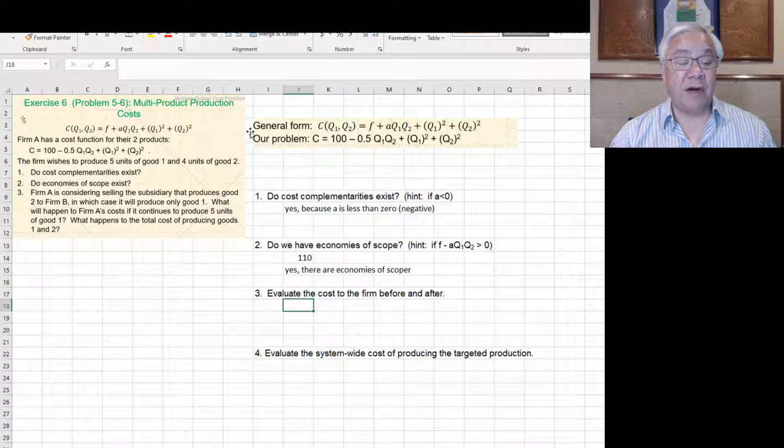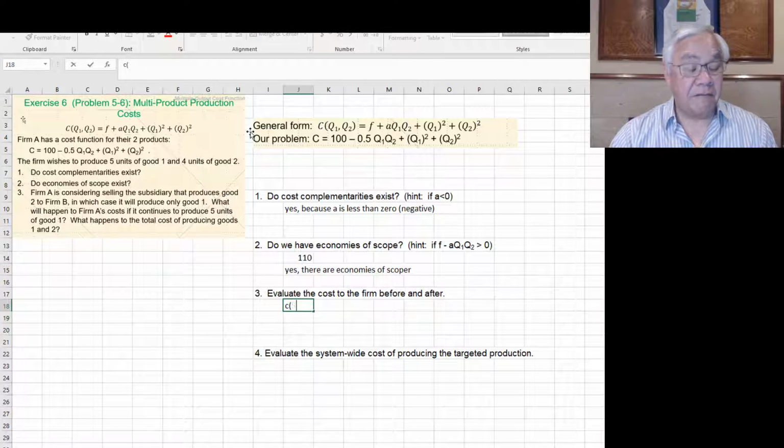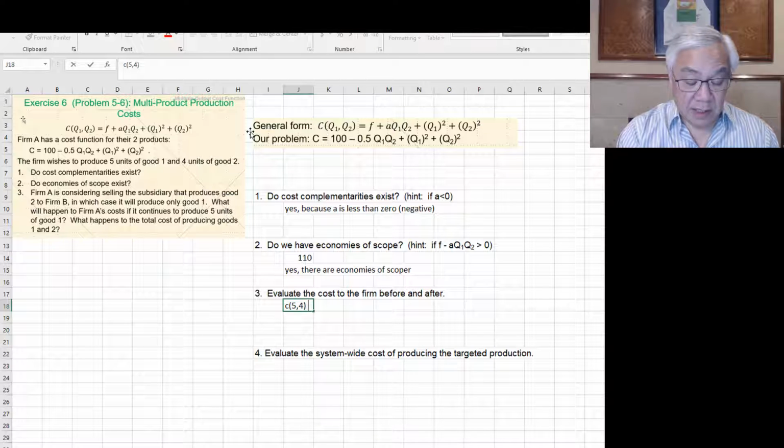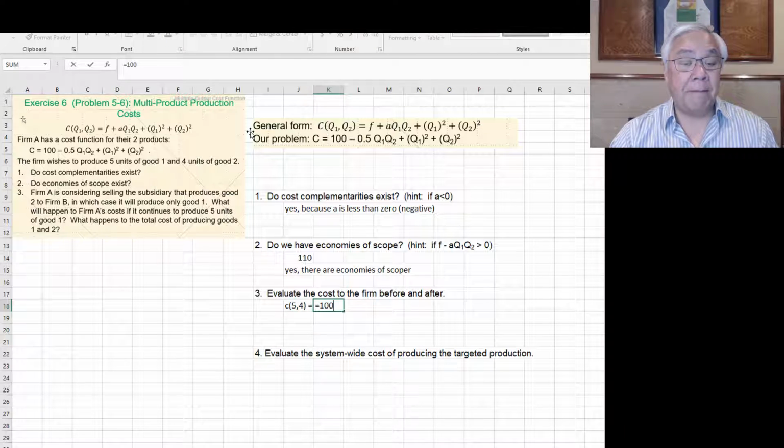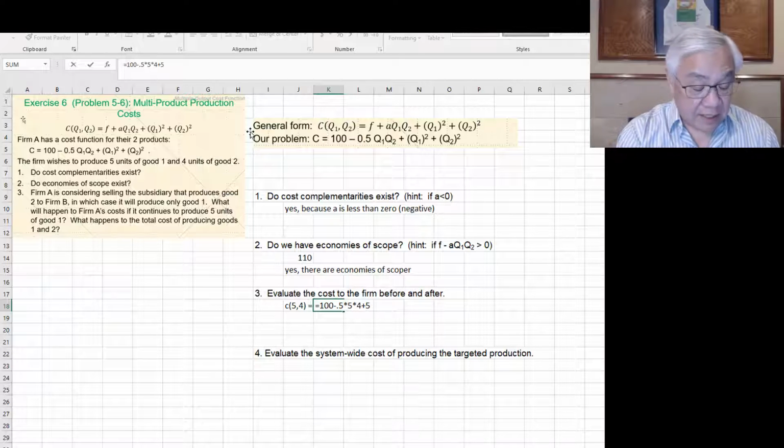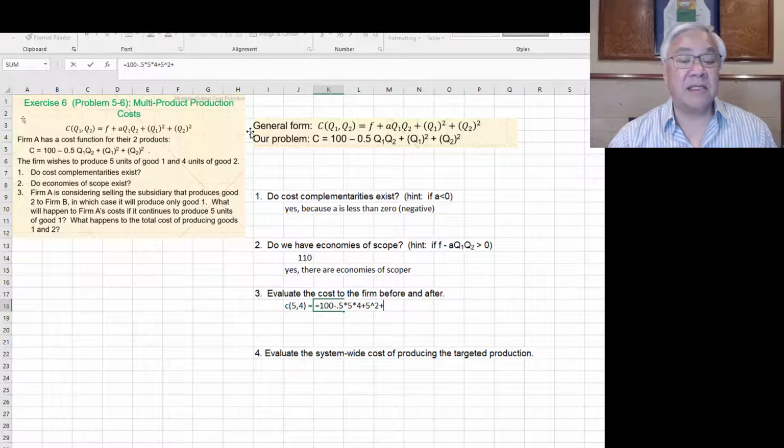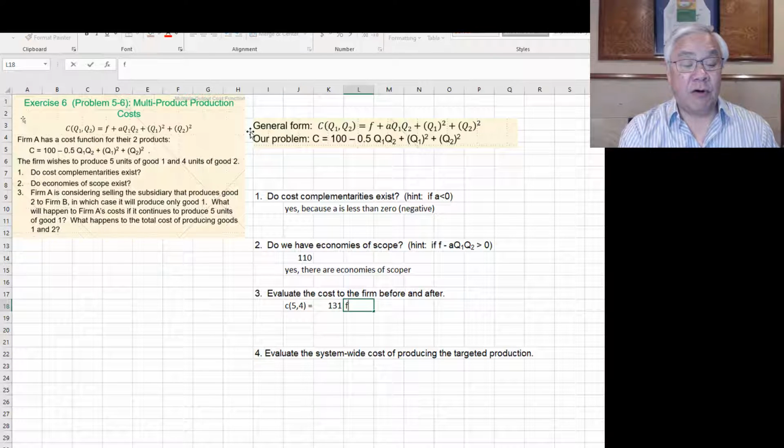And the cost before and after. So let's start with the original. So the cost of making 5 and 4 equals 100 minus 0.5 times 5 of good 1 and 4 of good 2, plus good 1, which is 5 raised to the second power, plus Q2, which is 4 raised to the second power, and that is our cost, right? So this is for firm A making both.